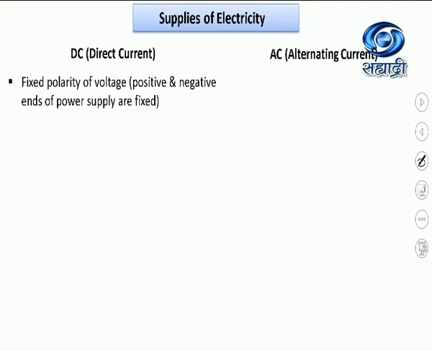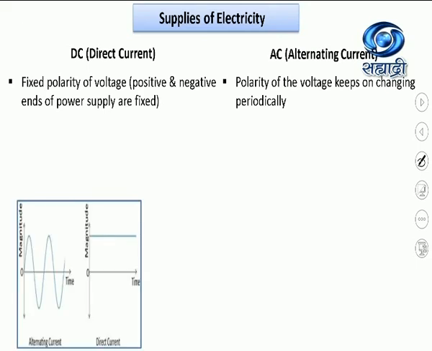And the other type is alternating current. In short, we call it AC. Polarity of voltage keeps on changing periodically. Here is the first diagram in which we can see the alternating current. The current varies with respect to time.